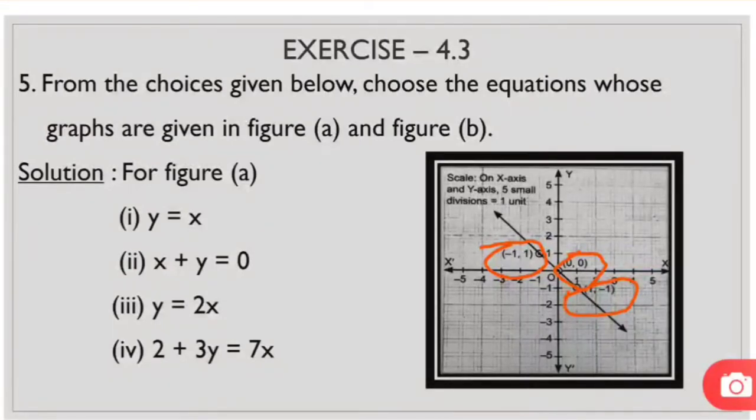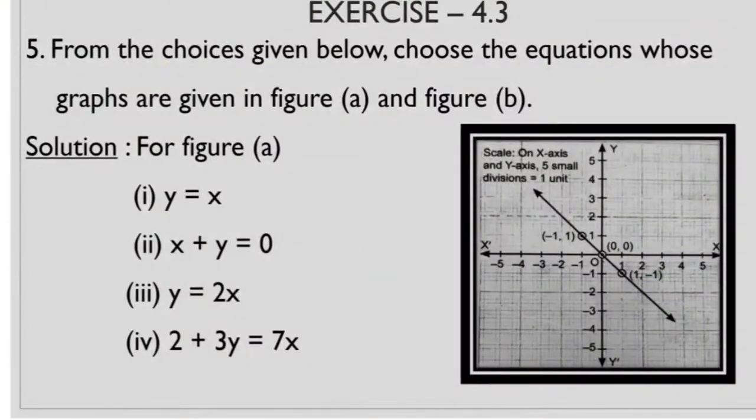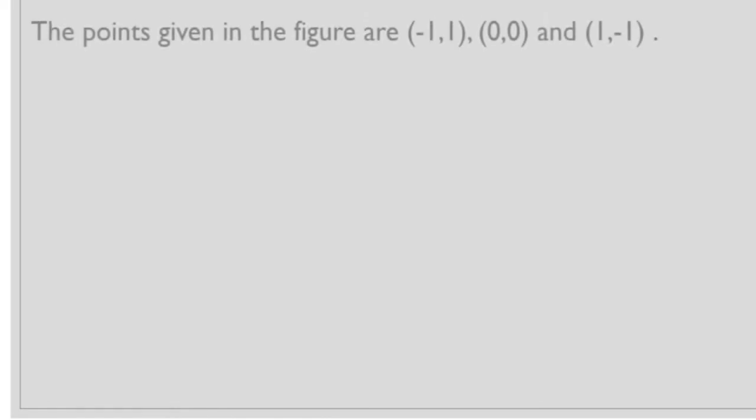So, these three pairs of solutions are given, and from these three pairs, we have to find out which equation is representing this straight line. So, let's insert these points. The points given in the figure are minus 1, 1, 0, 0 and 1 and minus 1. So, first we will insert all the given pairs of solution one by one in each equation and then find out for which equation the represented line is shown.